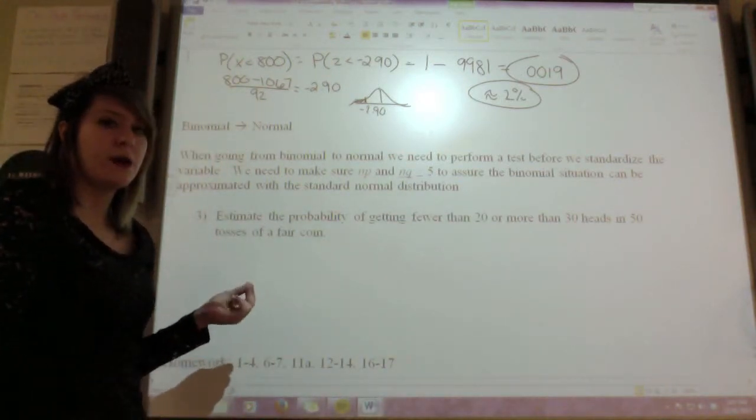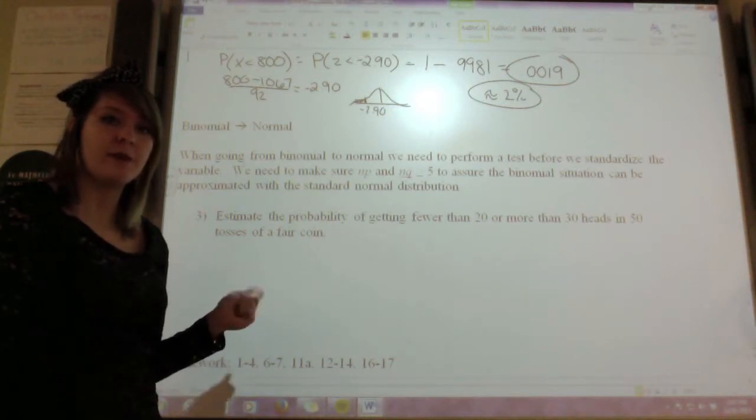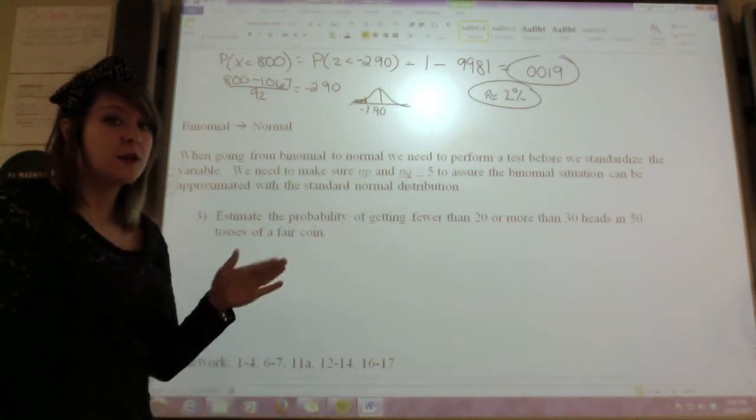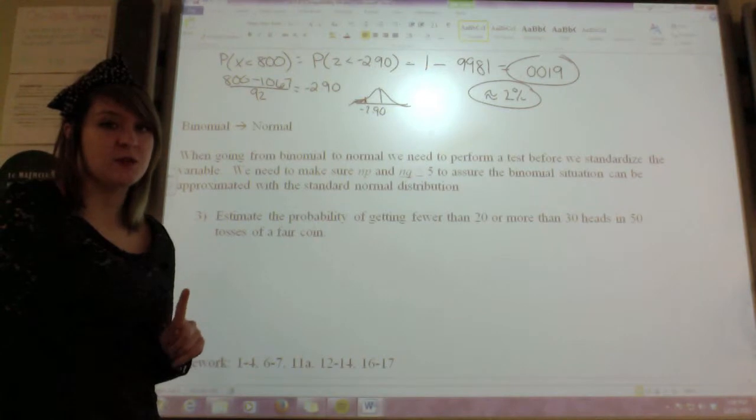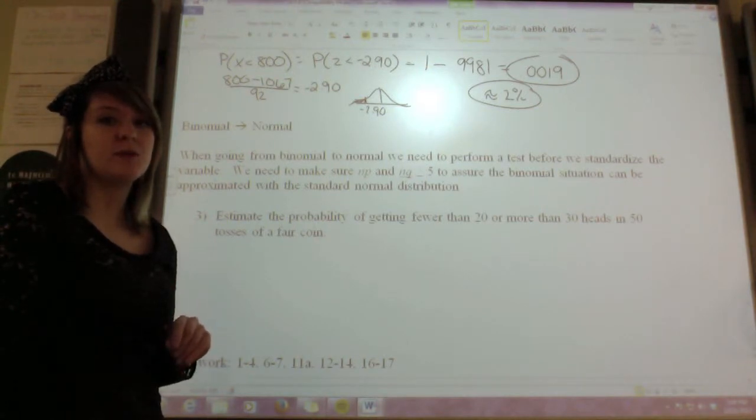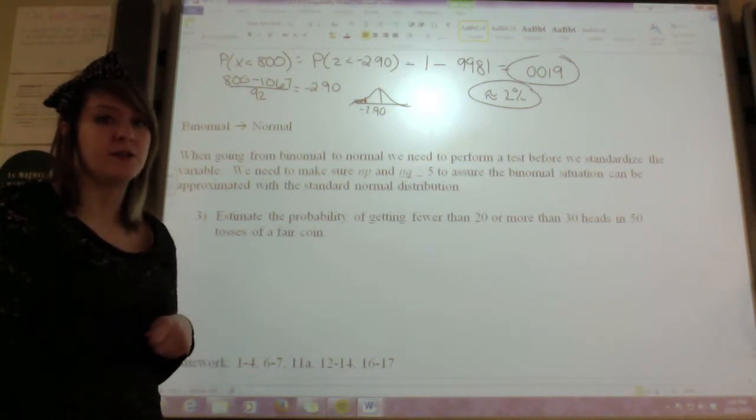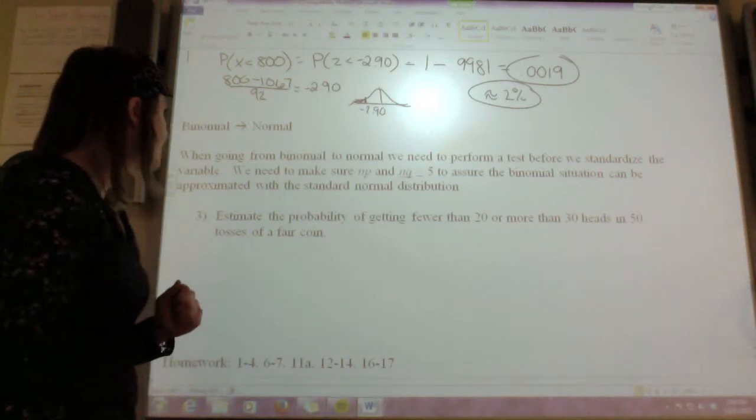You should right away recognize that when you have a fair coin, you either get a heads or a tails. That is a binomial experiment, because remember, in a binomial experiment, we can either have a success or a failure. Those are the only types of outcomes.